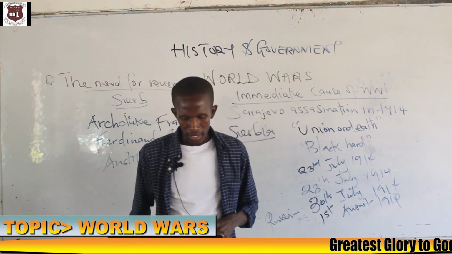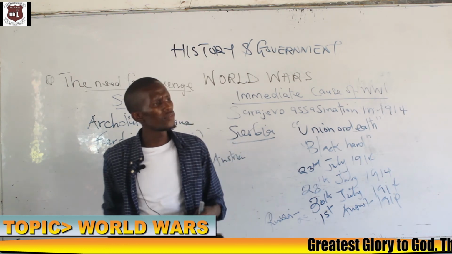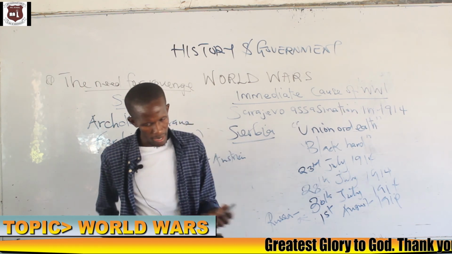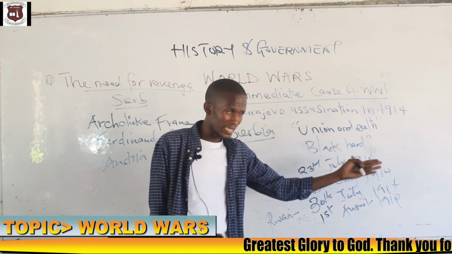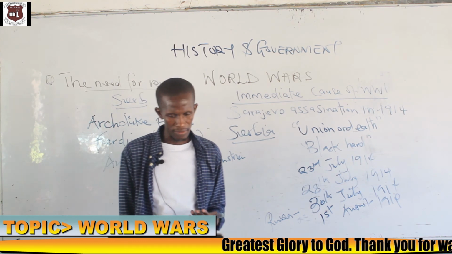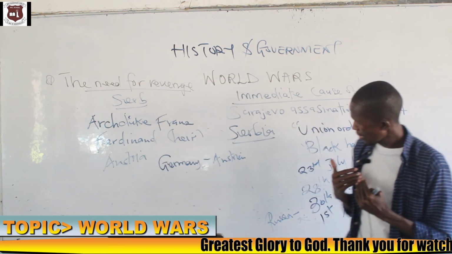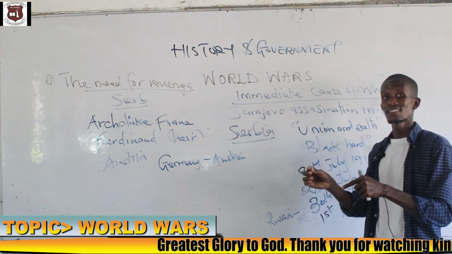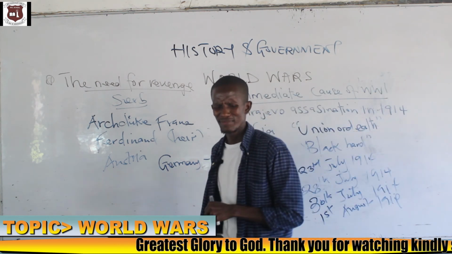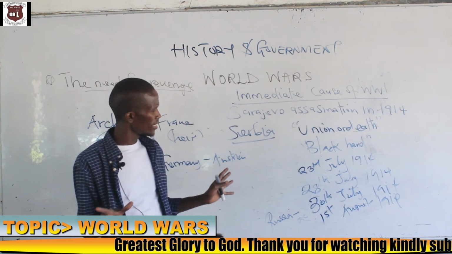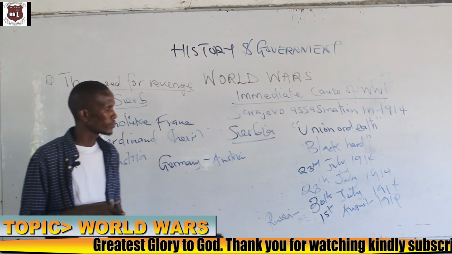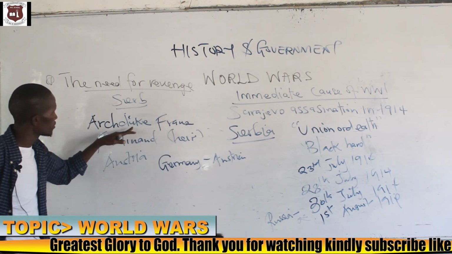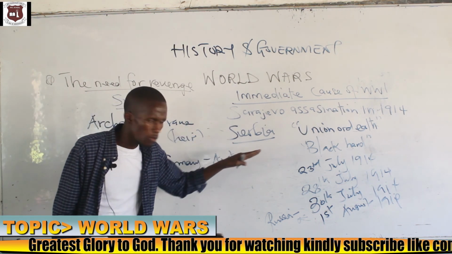So Germany went even further to invade territories that were neutral. They invaded Belgium, which was neutral, a day later, on the 4th of August, same year. And when the Germans invaded Belgium, the British were not happy, and so the British declared war on the Germans. That was the immediate cause of World War I. The assassination of the Duke was the immediate cause of World War I.